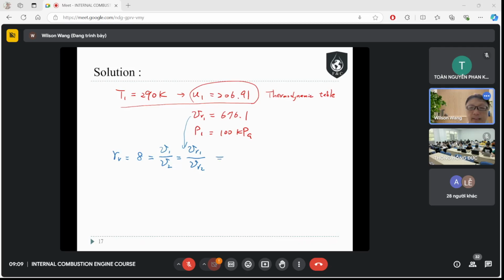So we can figure out the VR2. When we know the VR2, you also check the thermodynamic table, then you can get T2 and U2.